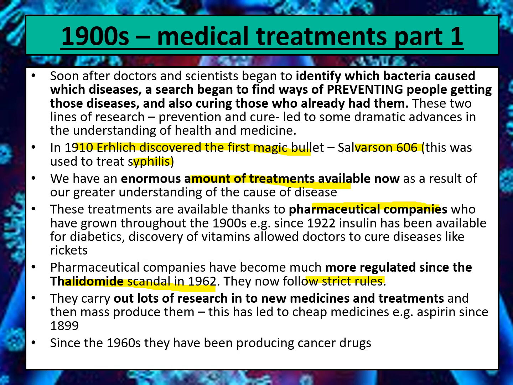Now, pharmaceutical companies are often criticised for the fact that they make massive profits from their work, but they do carry out lots of research into new medicines and treatments and then mass produce them. And they've even been mass producing cancer drugs since the 1960s. So generally in the 1900s, massive progress with the amount of treatments available, and also the cost of these treatments generally has decreased as well.